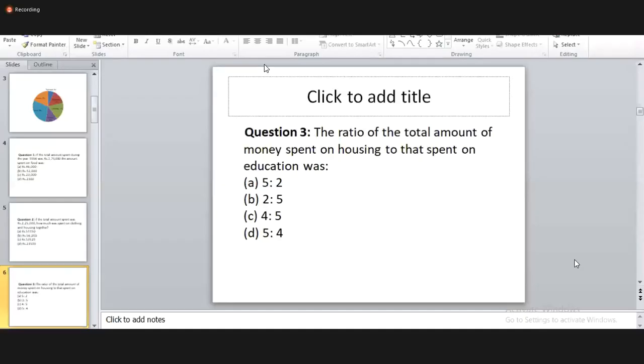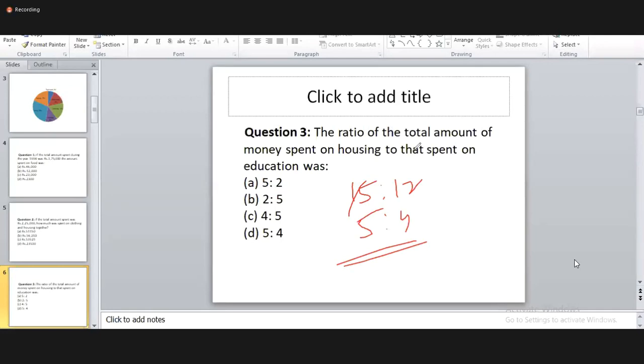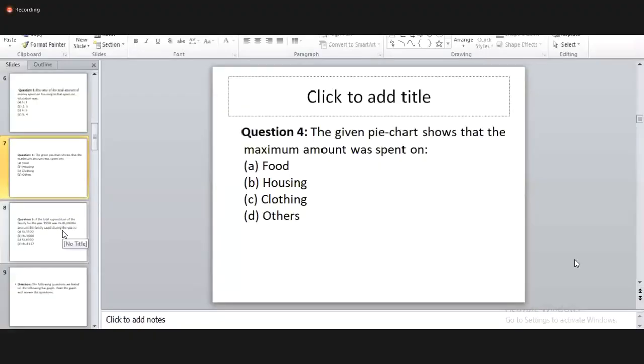Again, I think I don't have an answer. 15 is to 12. Yeah, 15 is to 12. 5 is to 4. Okay, 5 is to 4 is the correct answer. Okay. Again, I am telling these are easy series.